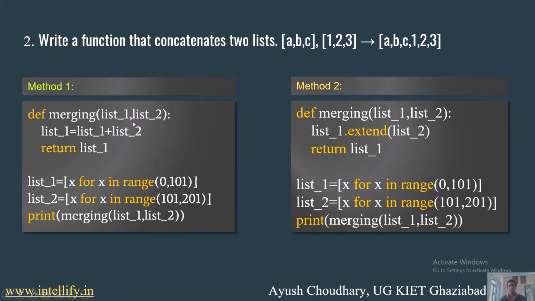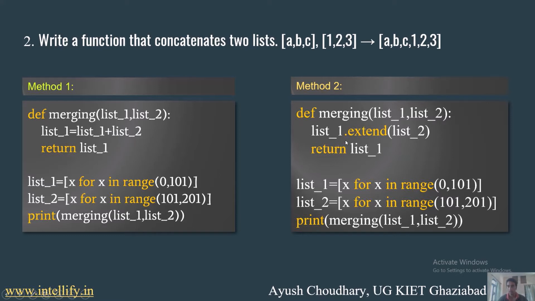There are actually a lot of methods to do this, and we are referring to methods only here. In the first method, we take both lists as arguments and add them simply with plus. It's called concatenation. We concatenate the second list to the first list and assign it to the first list, and finally we return it from the function to the calling code. We have two lists, list 1 and list 2, which both have 101 elements.